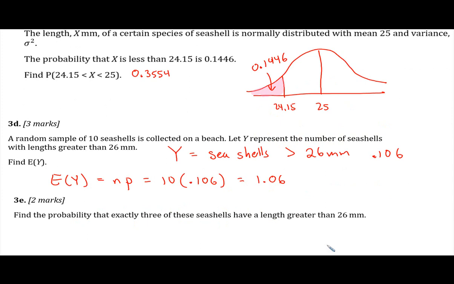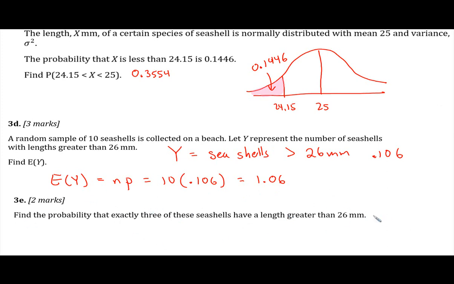All right, so let's take a look at part E. Part E now says, find the probability that exactly 3 of these seashells have a length greater than 26 millimeters. With these multi-part normal distribution questions, you have to get used to the fact that in the middle of them, they'll ask a question that all of a sudden becomes a binomial distribution. So when you read this question, you have to recognize right away that this is now a binomial distribution question.